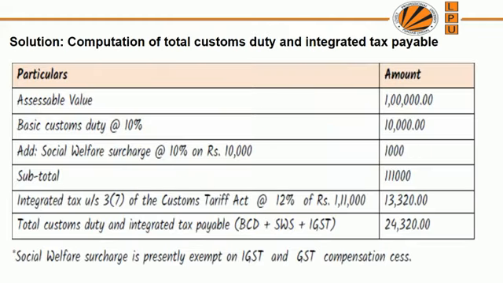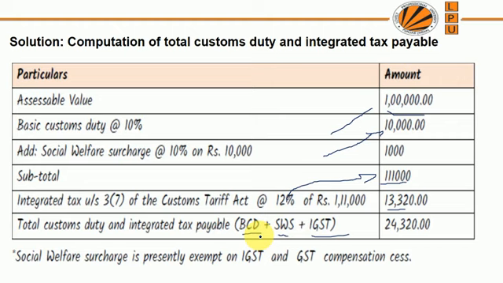Here I am going to show you the solution. Assessable value 1 lakh, basic custom duty calculated on this value, social welfare surcharge calculated on BCD. We get a total of 1,11,000 rupees. Integrated tax at 12% is calculated on this value, which comes to 13,320. To calculate the total tax payable, BCD plus SWS plus IGST. This is not the total value. This is the total tax payable.